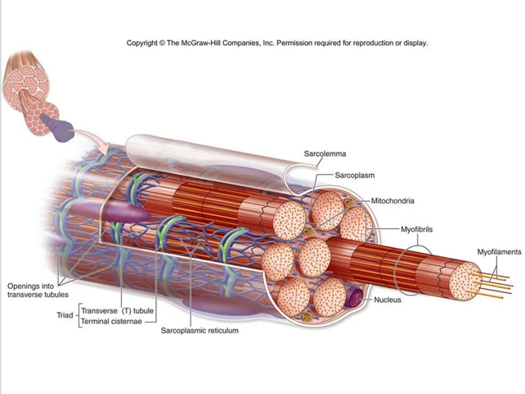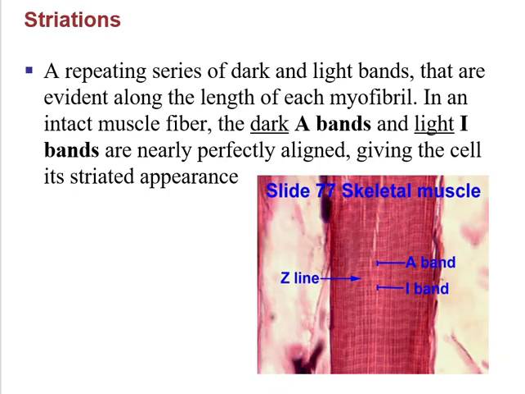Let's look closer now though at the striations. When it comes to the striations, we have a dark A band and a light I band. The A band is dark because of increased overlap between the actin and myosin myofilaments within the myofibril. The I band is light or appears lighter in the sarcomere or in skeletal muscle fiber because there is decreased overlap of actin and myosin myofilaments within the myofibril.